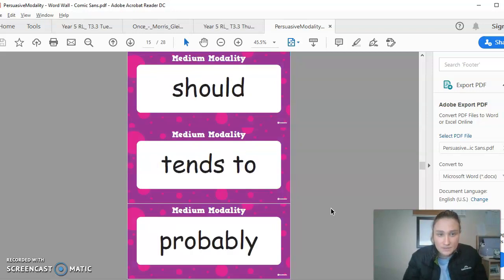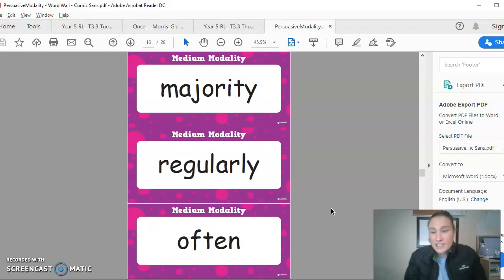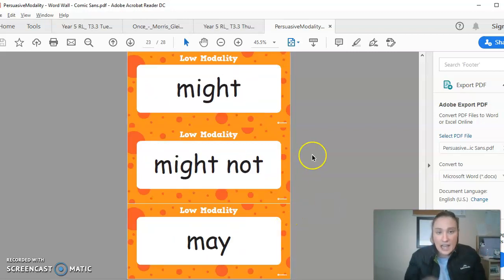Then you've got your medium modality. So this would be like, you should probably recycle to help the environment, as it tends to help sea turtles or something. Often people will recycle, okay? People aren't certainly recycling. People aren't actually doing this. They often do it. Can you see the change in the tone of my passion towards persuasive writing? And then you have might not, may, okay?